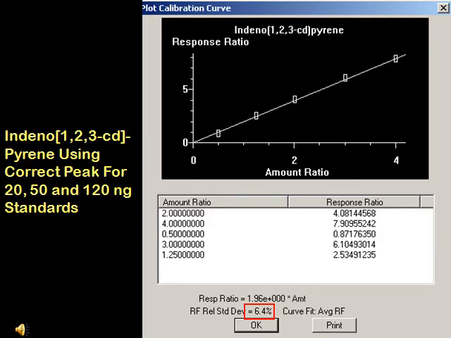If the computer software had correctly chosen the first peak for the 20, 50, and 120 nanogram standards, or the analyst had realized what the computer software had done and switched to the correct peaks, the indeno 123 CD pyrene responses would have lined up well and produced a low response factor relative standard deviation, as shown in this calibration plot.